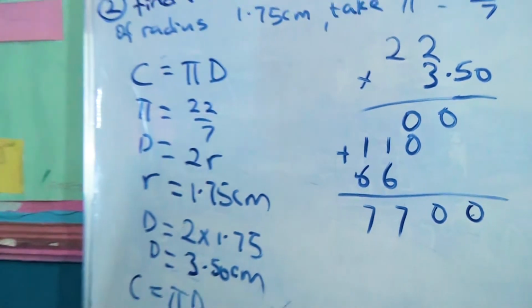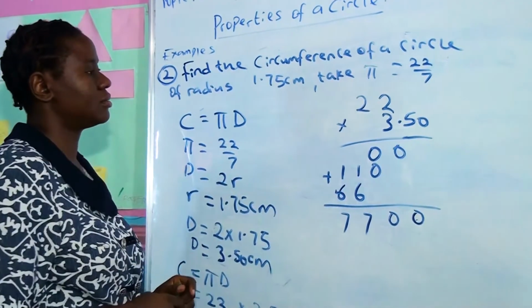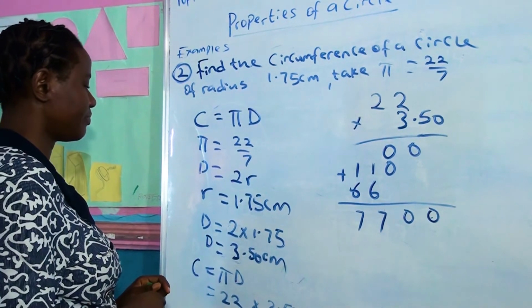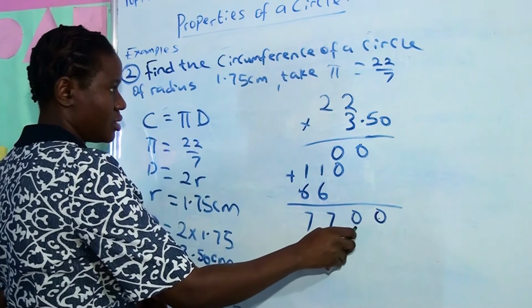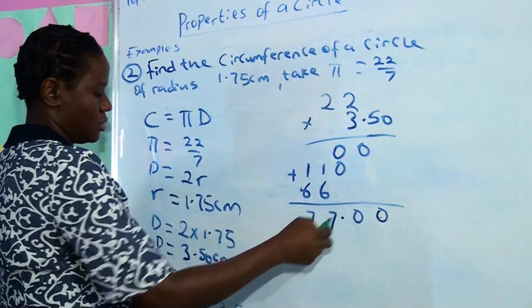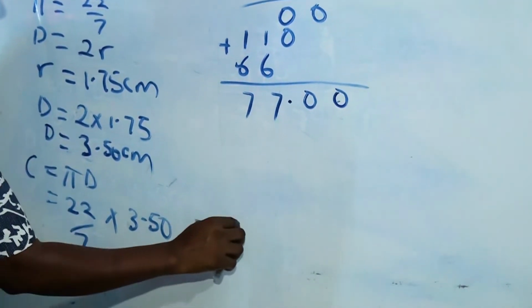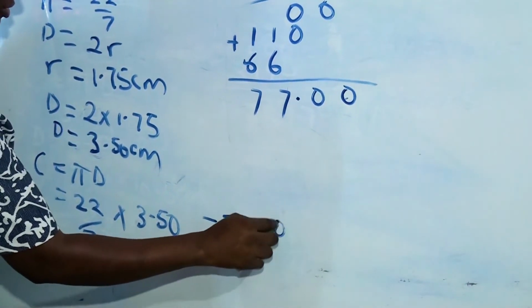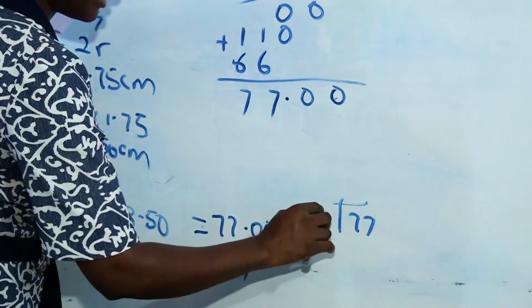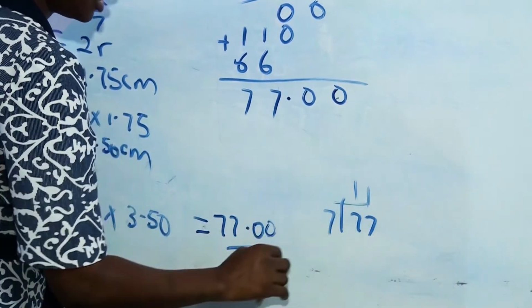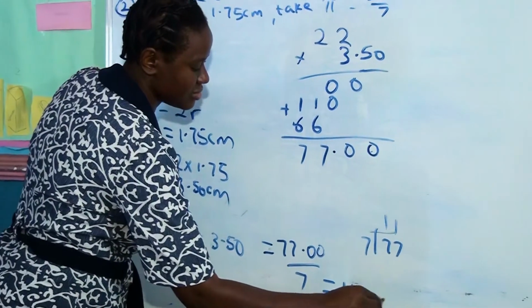So we need to take the decimal place here. 1, 2. So we have 77.00 divided by 7. By the time we divide that, 77 divided by 7, 1, 1, we are left with 11. So the answer becomes 11 centimeter.